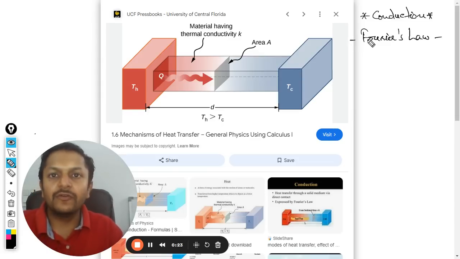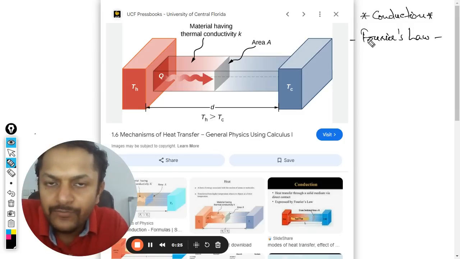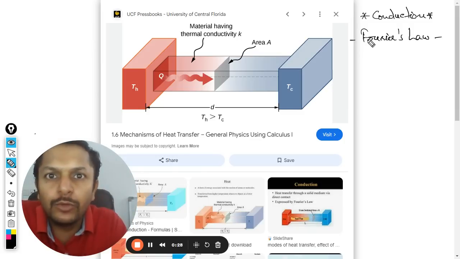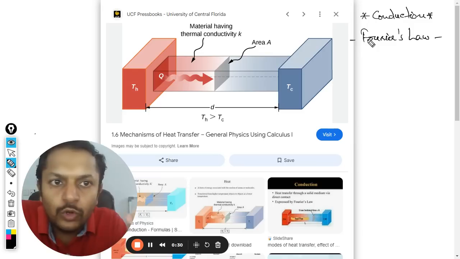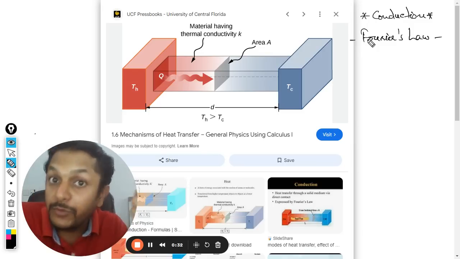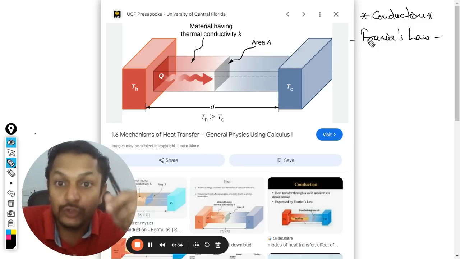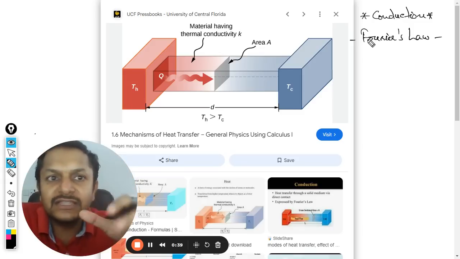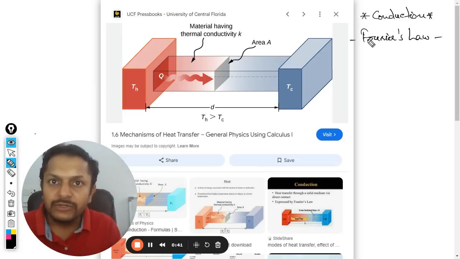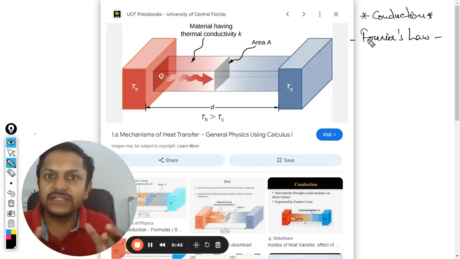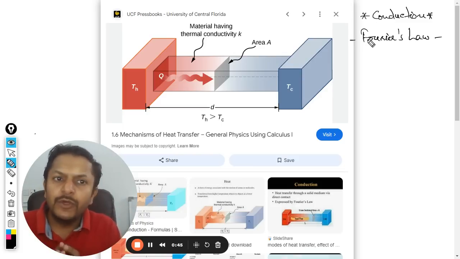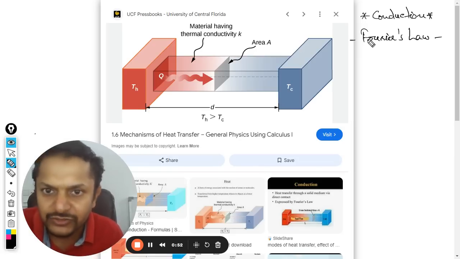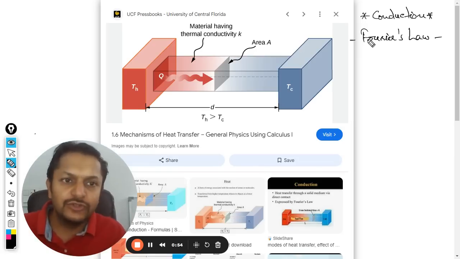Now, this topic was not in the old syllabus, and even conduction was a very small part. There were no questions expected from conduction in the old syllabus, but in the new syllabus this topic has been added recently. So it becomes very important for the new syllabus students, and we will go into quite some detail. The old syllabus students need not watch this.